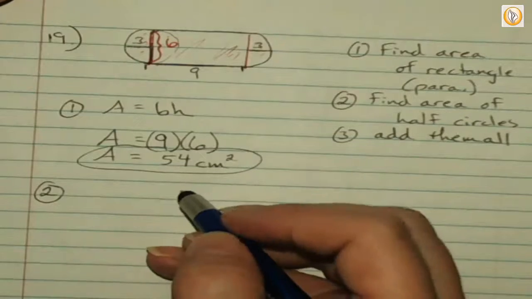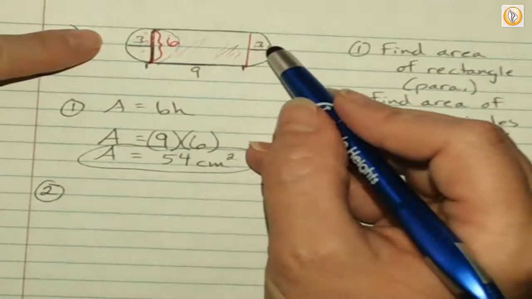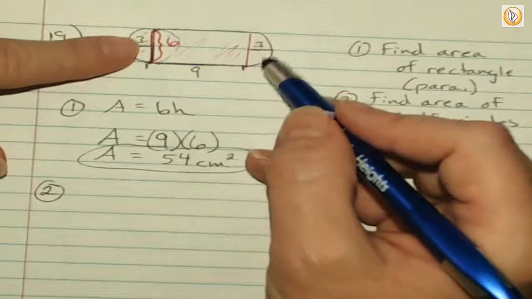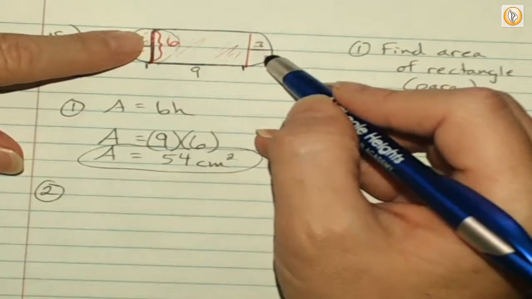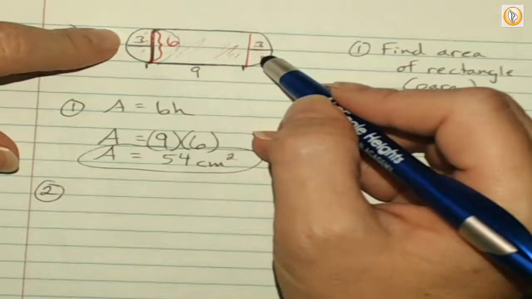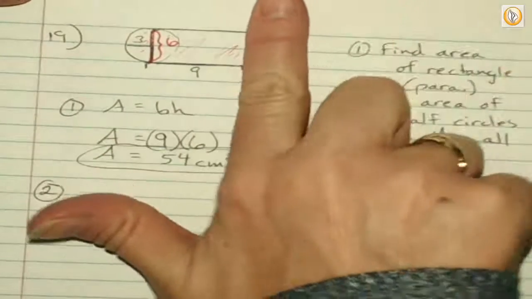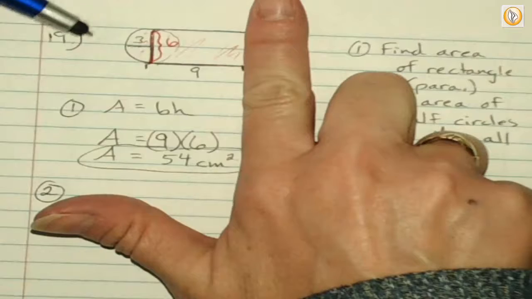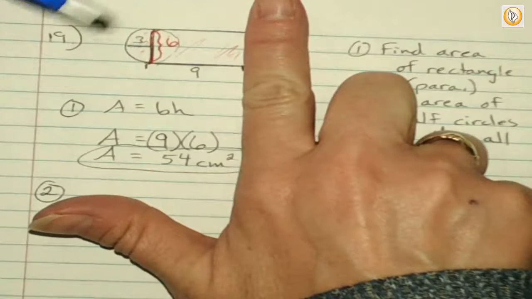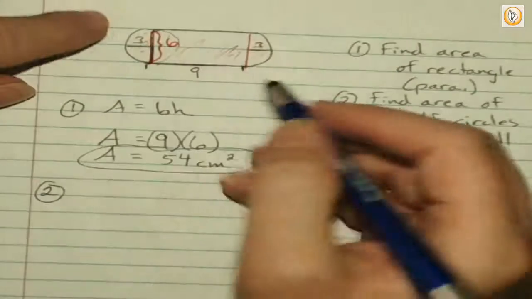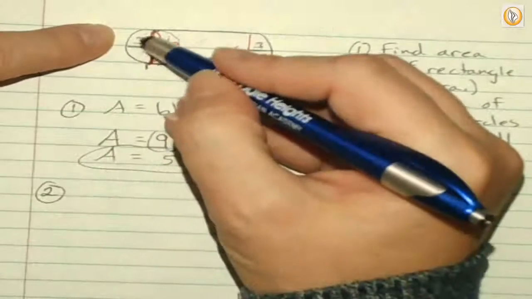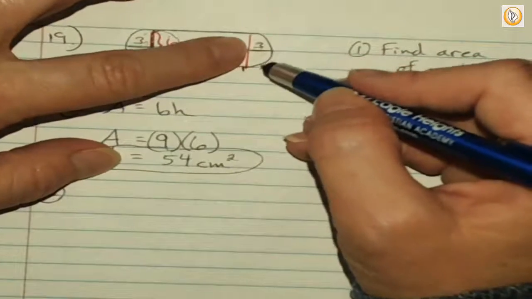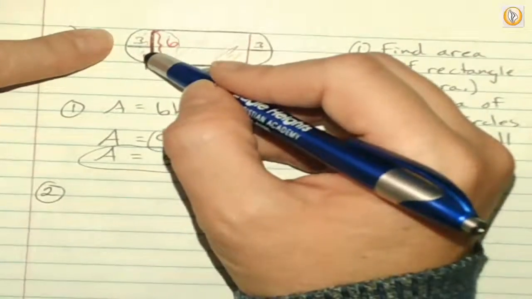Okay, so it's 54. Now, we're going to get the area of these half circles. You do understand that this is really like one whole circle that's cut in half, right? Y'all see that? Now, if this was drawn like this, you would only get the area of a half circle. If this was drawn like this, it's a whole circle. But just so that y'all understand how to do half circles, we're going to get the area of this half circle and then this half circle. So we're going to start with this one.